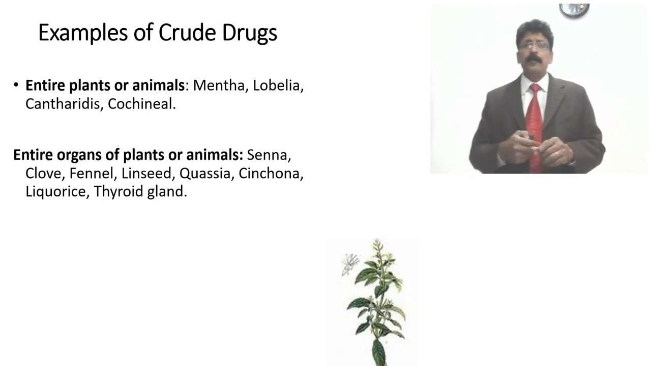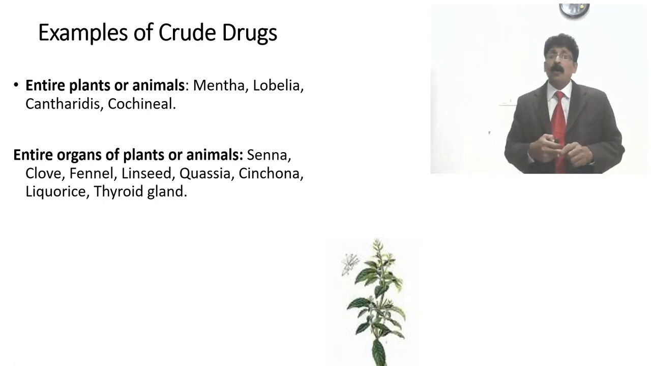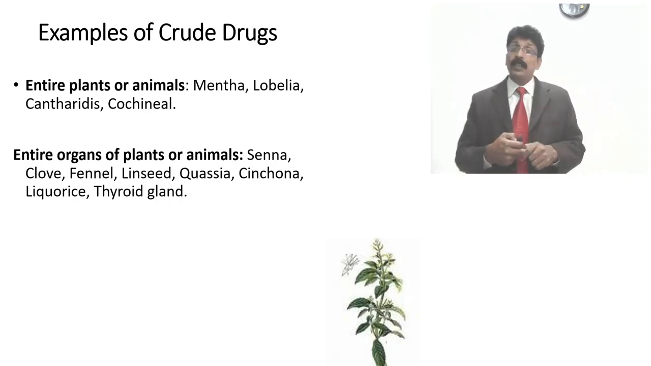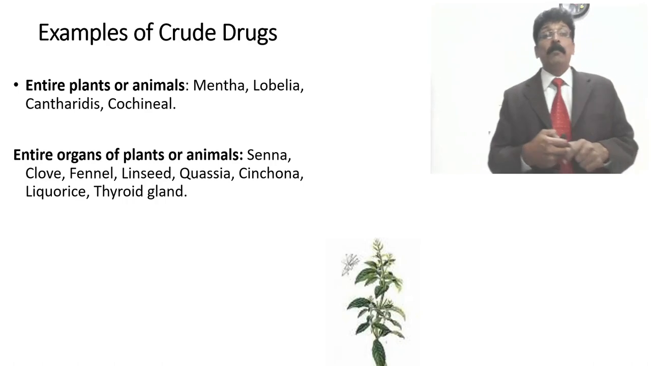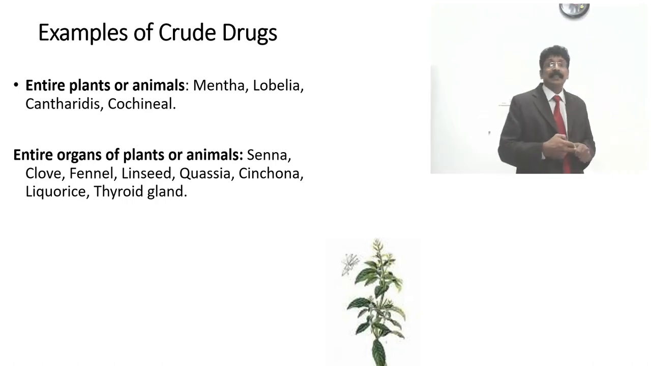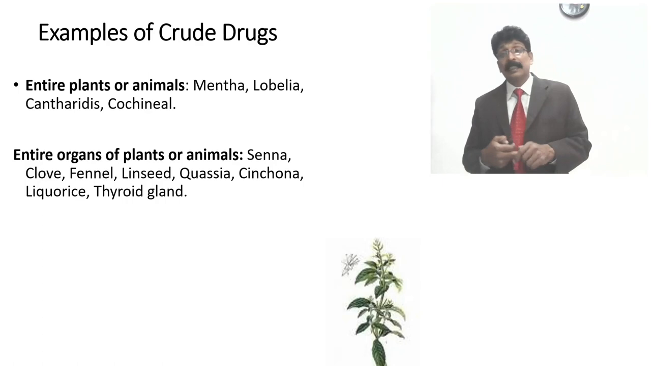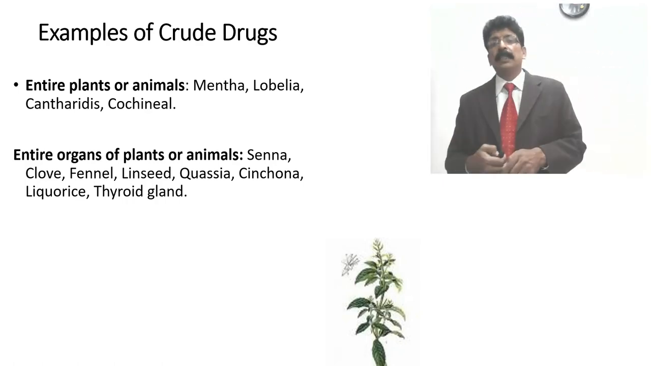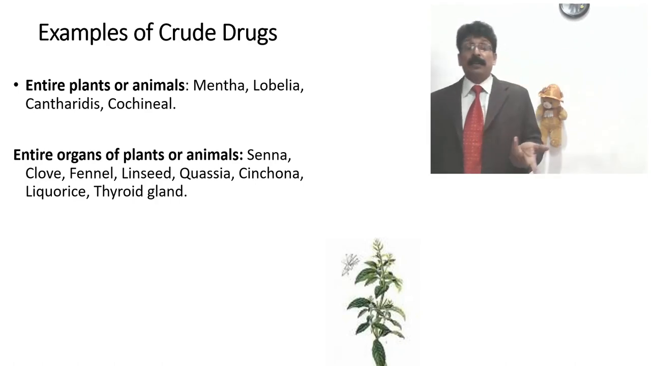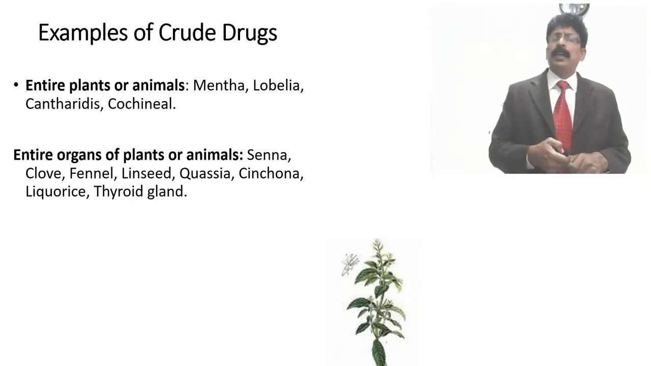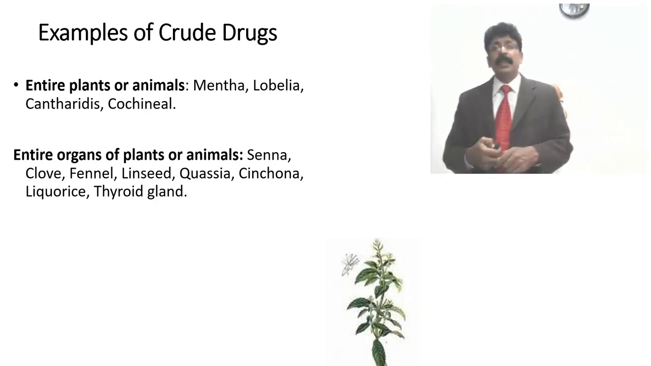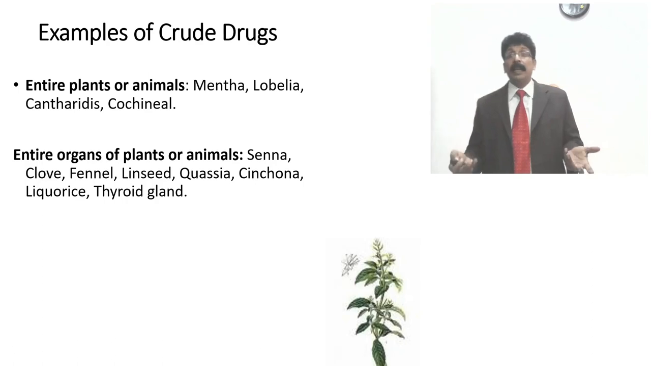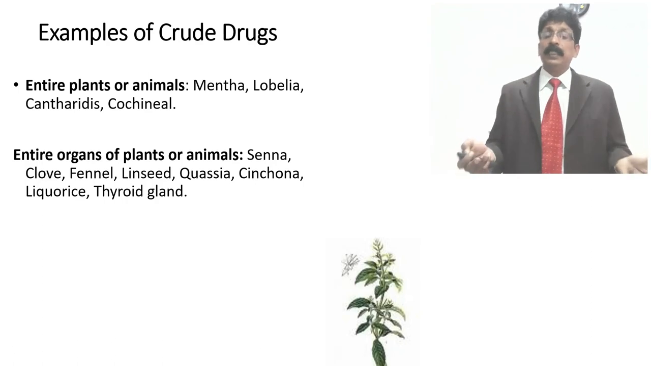So it is senna, leaf; clove, flower; fennel, fruit; linseed, complete seed; quassia, wood part; cinnamon, bark; licorice, root part. Also you can see thyroid glands of the animals, and you can even use liver of shark, or cod liver oil. You might have heard about shark liver oil capsules. Complete organs are collected. They are also entire organ, entire plant, entire animal, entire substance, or a part of this complete part.